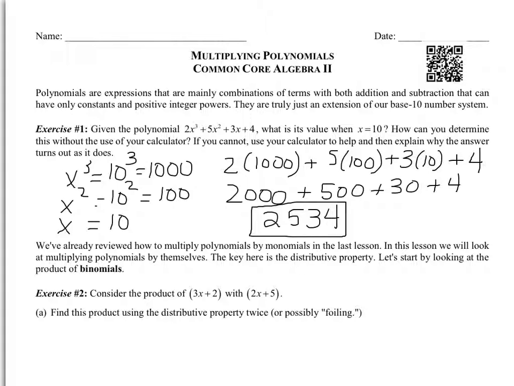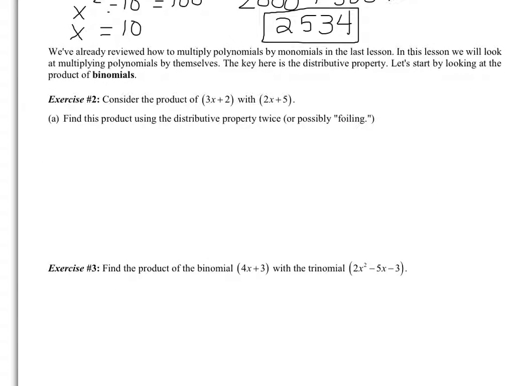This is what allows us to take individual terms and break them up into pieces and yet combine them for a final answer. Let's look at how we do this when we have binomials, and we're not going to evaluate for a specific value. So let's consider the product of 3x plus 2 with 2x plus 5. Remember, product, of course, meaning multiplication.